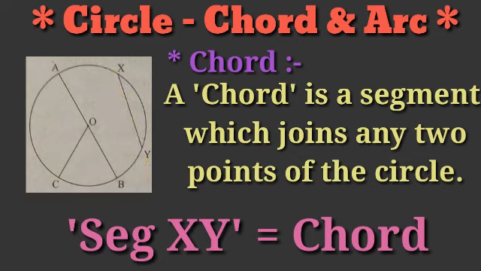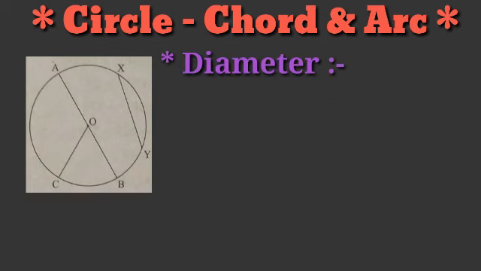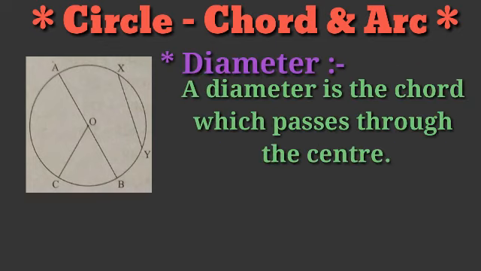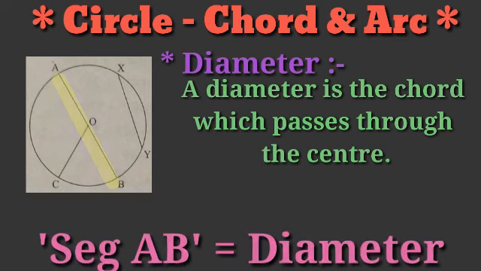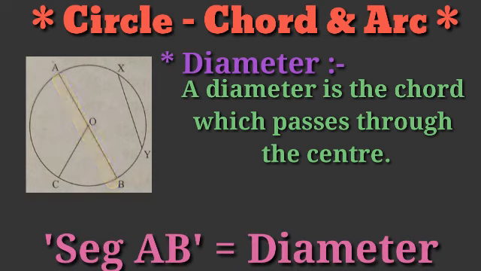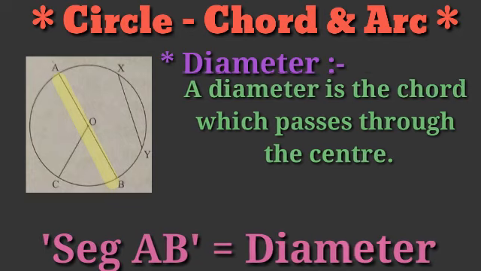Students, please keep in mind the chord is not passing through the center of the circle. So here AB is not the chord, but XY is the chord. Now students, our next concept is diameter. A diameter is a chord which passes through the center. So here from the figure, segment AB is passing through the center of the circle, that is O. That's why segment AB is the diameter.